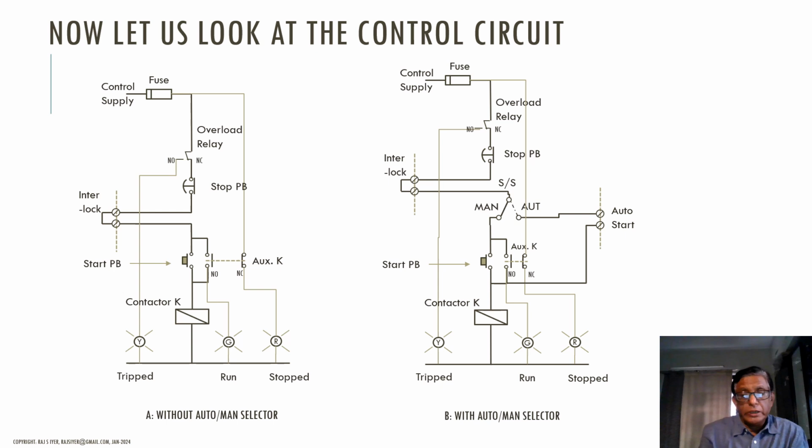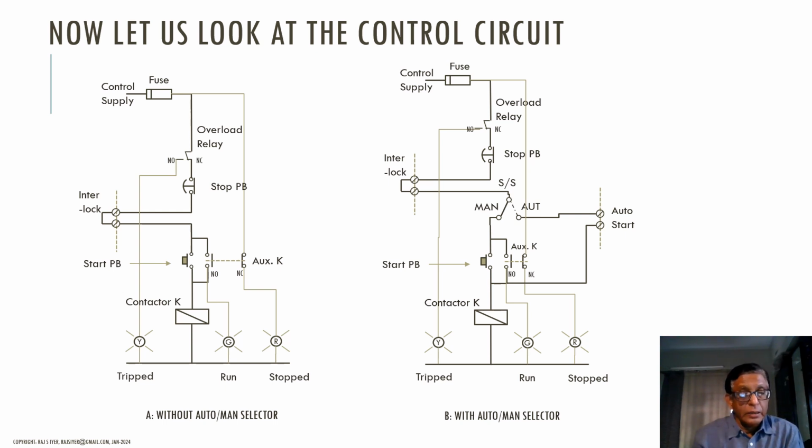The control supply is usually 230 volt, 110 volt, AC, DC, as the case may be, and then it is also sometimes taken from an isolation transformer to reduce the fault level, and then to protect the control circuit there's a fuse, and after the fuse we come to the overload relay's NC contact through which it passes, then the NC contact of the stop push button on the feeder itself, and it passes through two terminals brought out on the terminal block which are shorted. These are used if it has to be interlocked with something else.